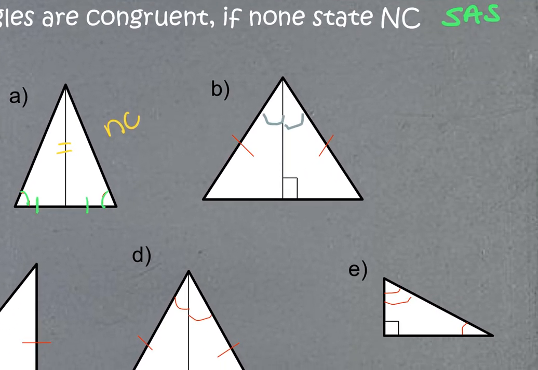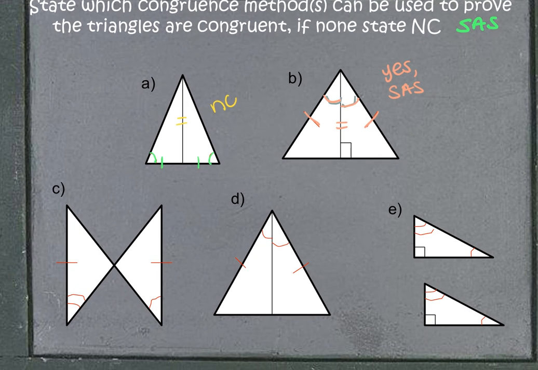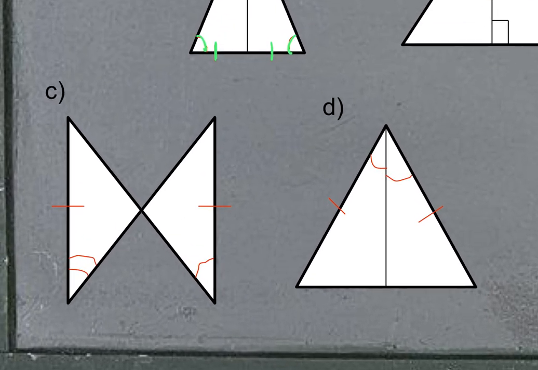If you look at B, these two outer sides, the angle here and this side here, I also have the right angle, but I don't even need it because already I have side angle side. C, this time you've got the one pair of sides out here, one angle that doesn't even have the same tick mark as this one, which means they're not congruent.